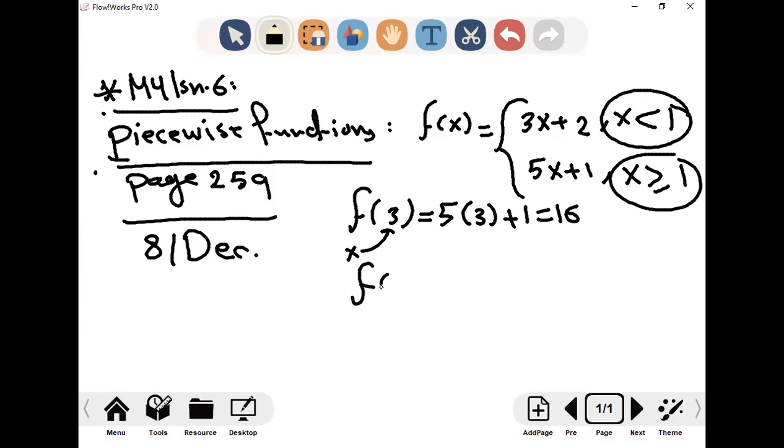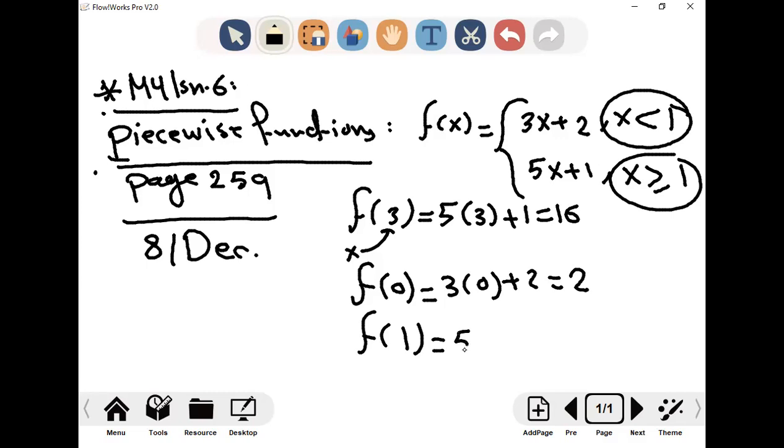But if you want to find f of 0, you will ask yourself, this 0, value of x, right? 0 less than 1 or more than 1? So substitute up, not down. It will be 3 by 0 plus 2, which is 2. If you want f of 1, value for 1, right? 1 less than 1? No. 1 more than or equal 1? Yes, it has equal. So down. So f of 1, you need to substitute it down, which is 6.